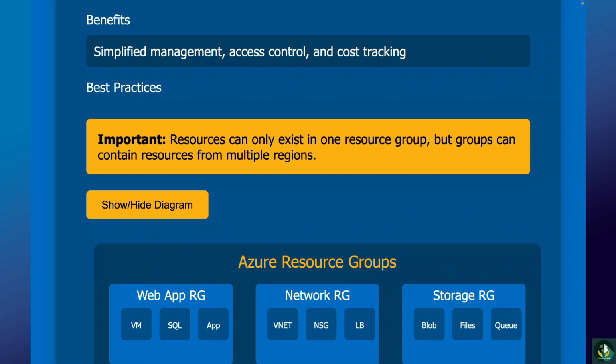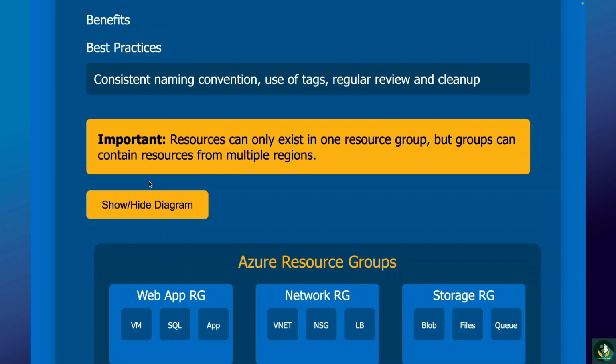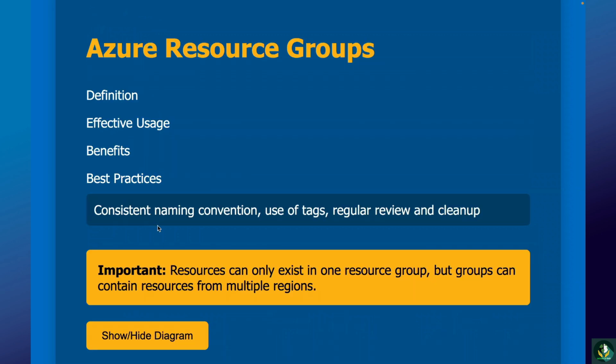And of course, one of the most important aspects is cost tracking. Resource groups make it easier to track costs associated with specific projects or departments or environments. And finally, resource organization. They provide a clear, logical structure to your Azure resources, making it easier to find and manage them. Now, some words about best practices when creating resource groups.